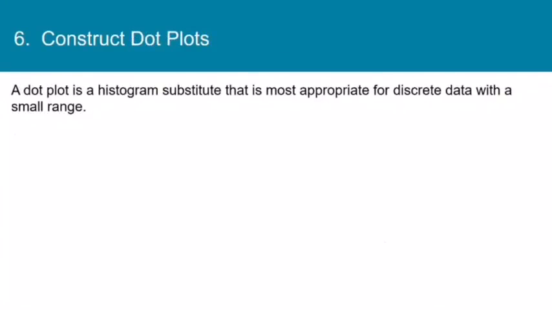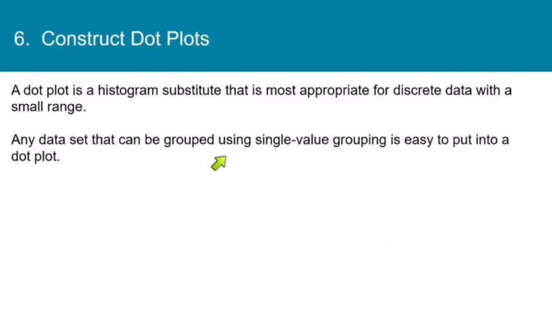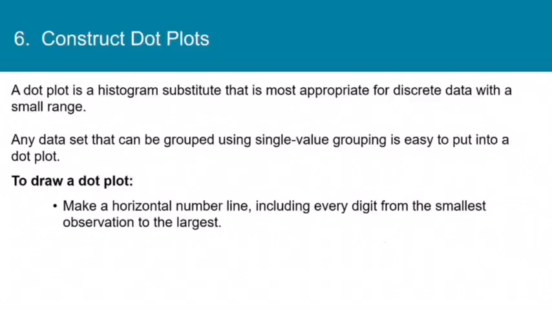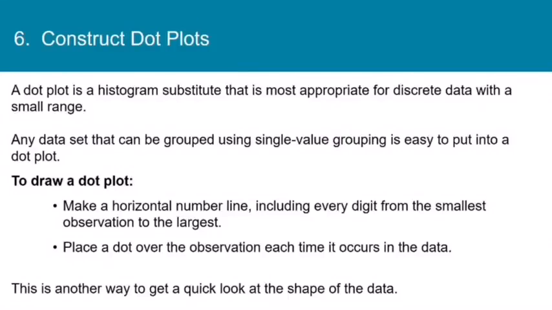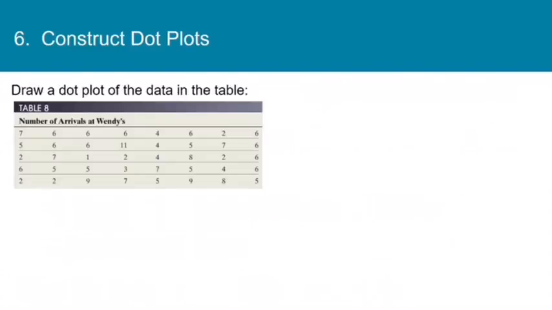And the last type of graph that we're going to look at in this section is called the dot plot. Now, a dot plot is another histogram substitute that is most appropriate for discrete data with a small range. Any data that can be grouped using single value grouping is easy to put in a dot plot. To draw a dot plot, all you do is make a horizontal number line, including every digit from the smallest observation to the largest, and then place a dot over the observation each time it occurs. And this is just another way to get a quick look at the shape of the data.